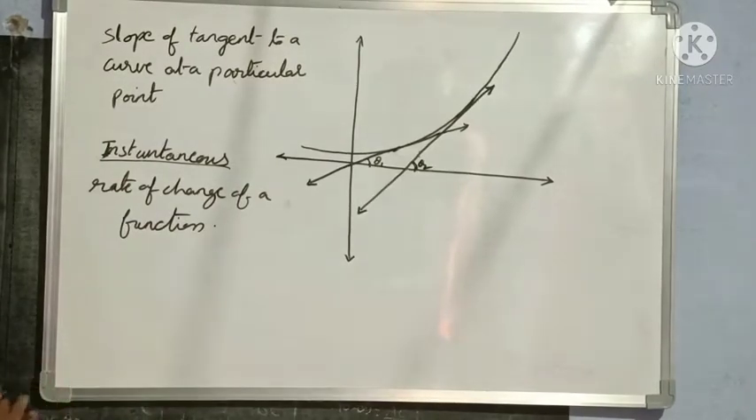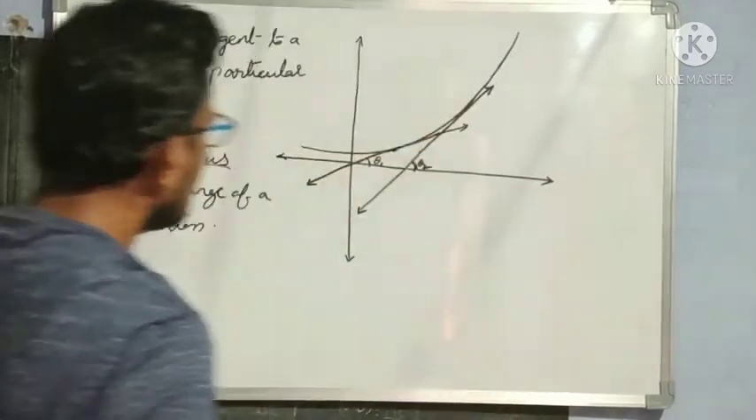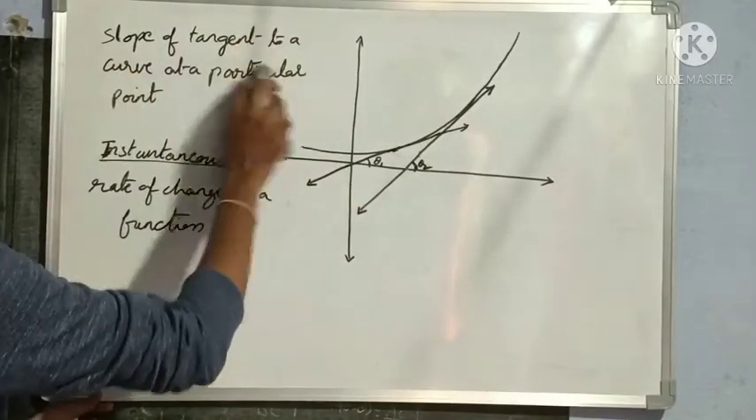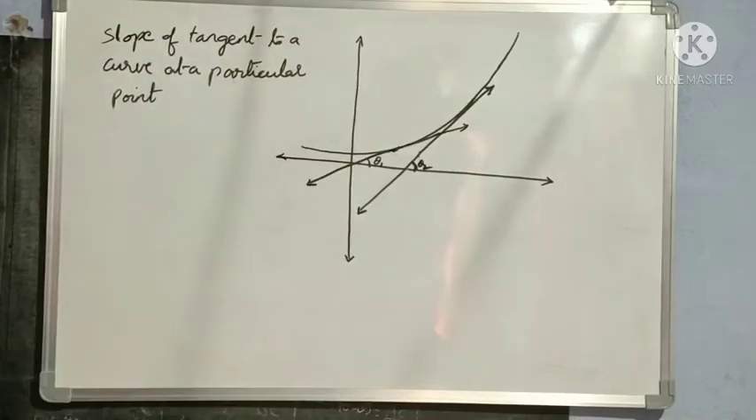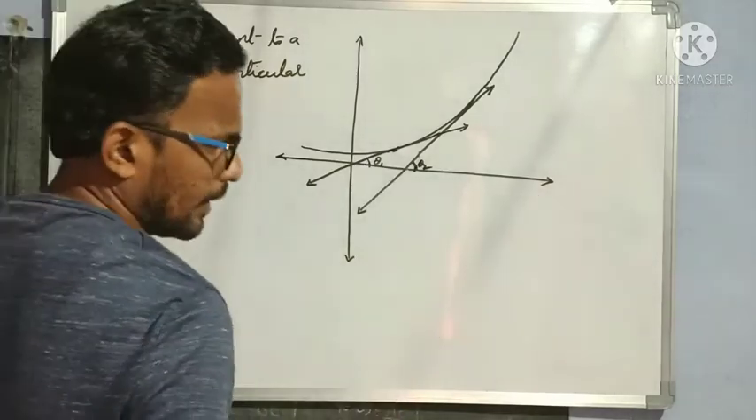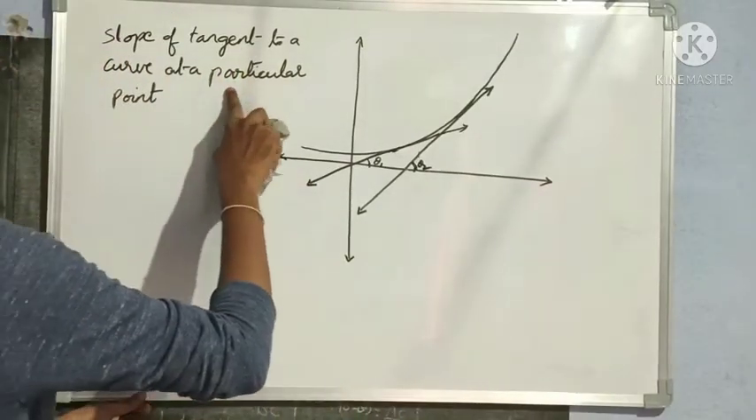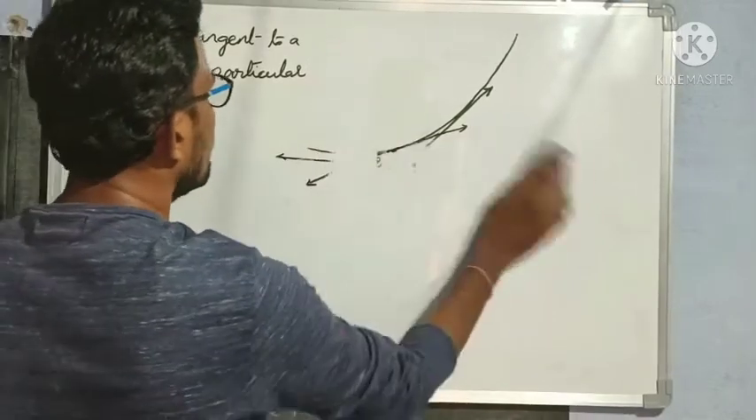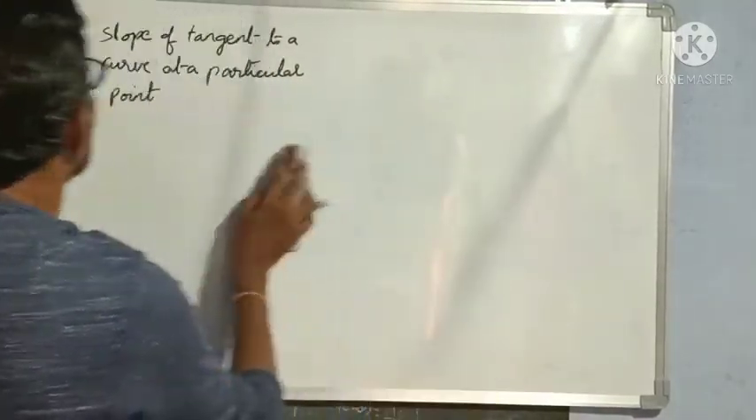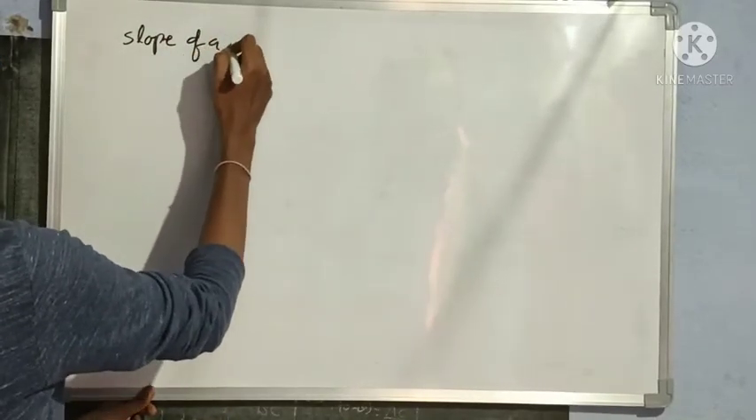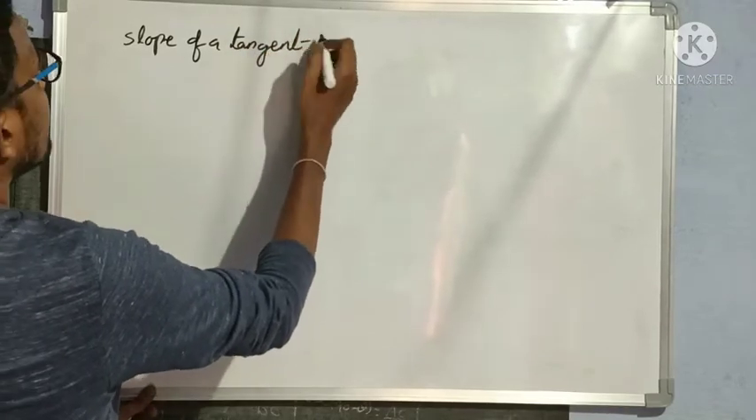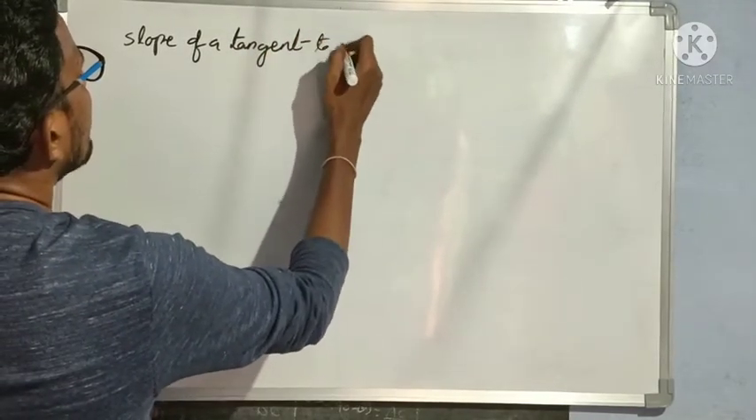Okay, understood? That's why I am saying slope of tangent to a curve at a particular point, because the angle of inclination of that tangent varies from point to point. That's why we are using the words particular point. Clear? This is how we have to find the slope of tangent to a curve at a particular point. But now how to convert a secant into a tangent? So first let us see the slope of tangent to a curve at a particular point.